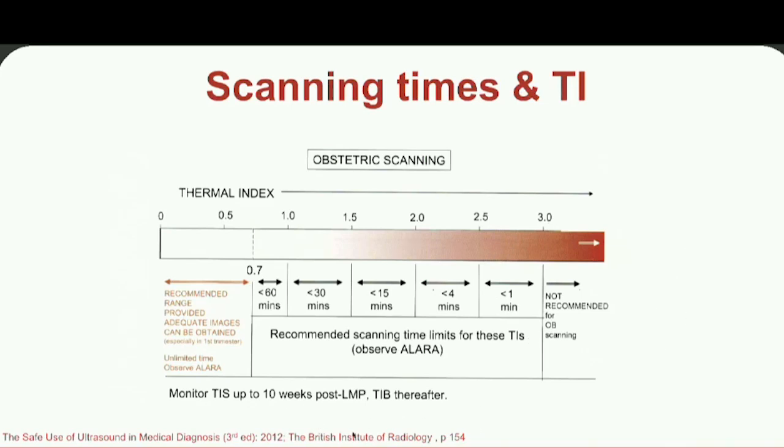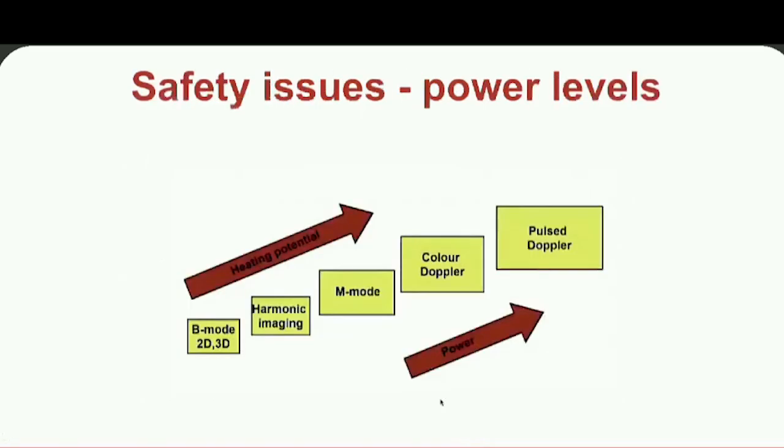Now there are two things. When you see the early pregnancy fetus, let's say at 10 weeks, the bones are still not yet formed, and the fetus is all soft tissue, so we use the term TIS, thermal index for soft tissue, and after 10 weeks we use the TIB, or thermal index of bone.